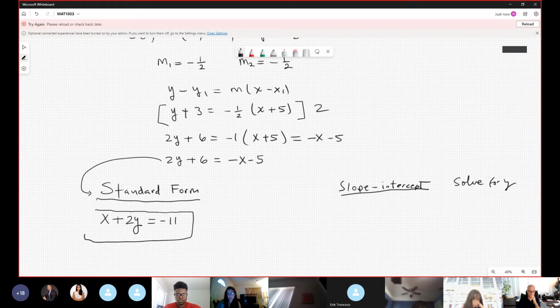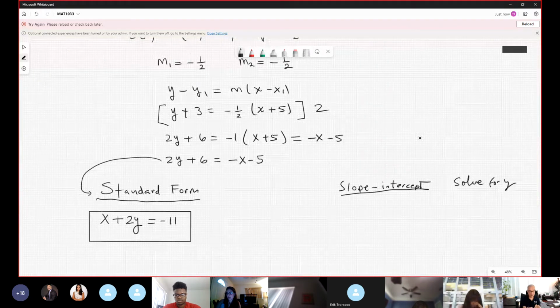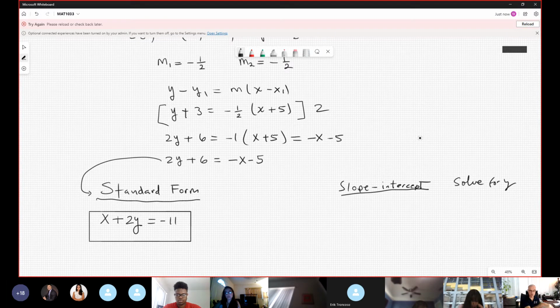The manipulation was grouping the variables on the left-hand side. 2y stays, x I move to the opposite side, and 6 is a numerical part, so I move it to the right-hand side, negative 6 and negative 5. Now you continue to slope-intercept. You can continue in this equation, and I prefer this equation because it's easy.